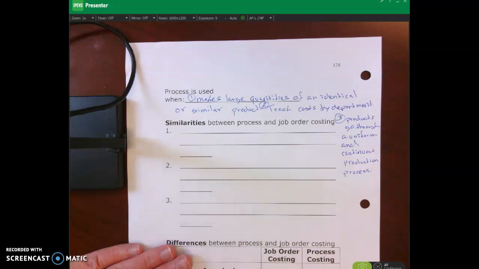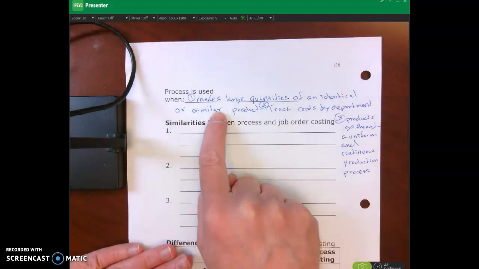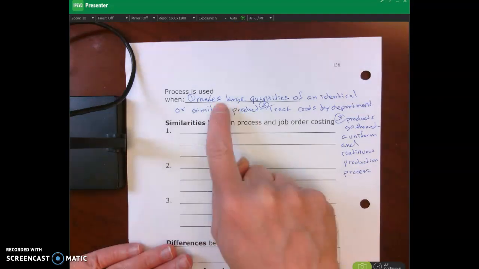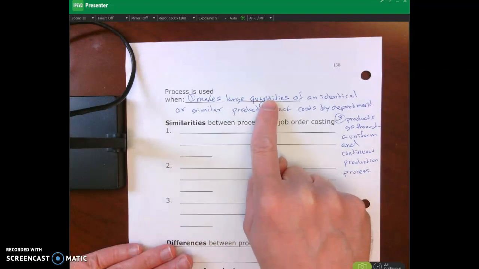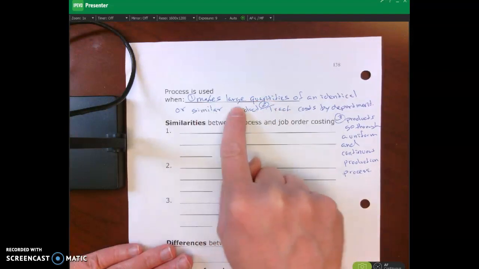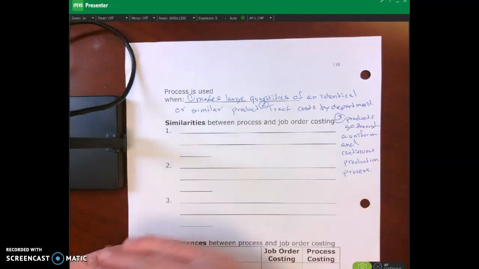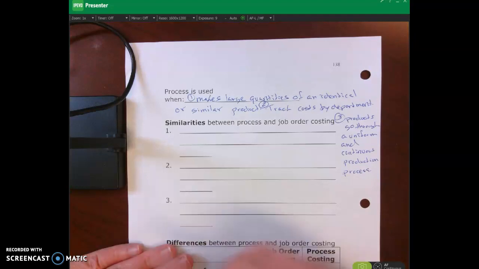One example of a company that would be using process costing would be a soap manufacturer. There are different types of soap. Lavender soap, vanilla soap, for example, but they're still soap. It's similar products. Okay? So a soap maker would be using process costing because they make soap, which is a similar product. Even though there's different types, it's still a similar product.